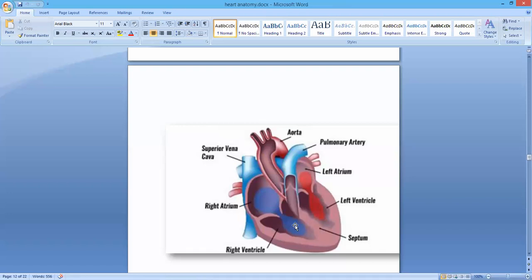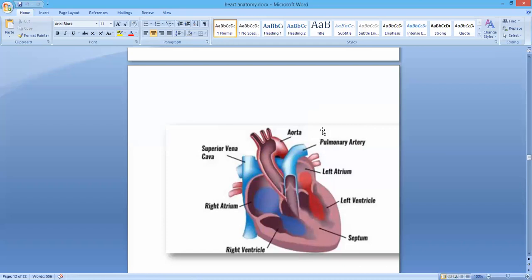It is oxygenated in the lungs. So we have to pump this blood into the lung via the pulmonary artery. This is the pulmonary artery. It arises from the right ventricle. Okay, it transports the blood into the lung.